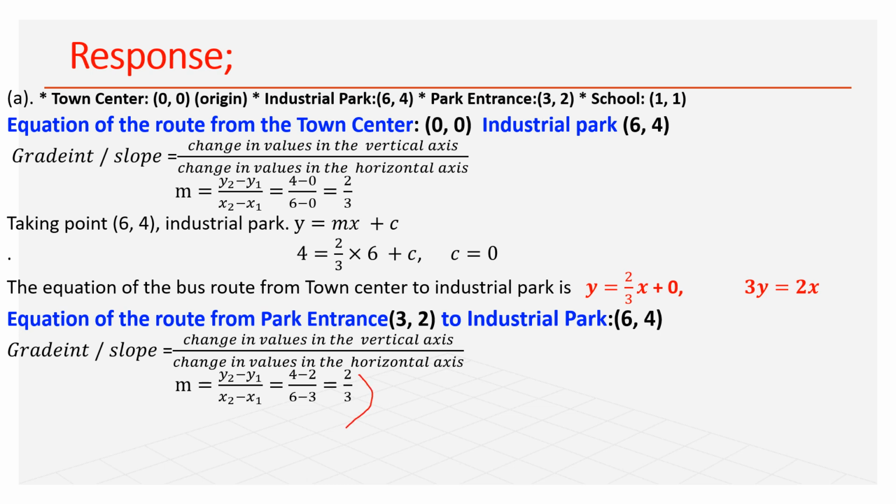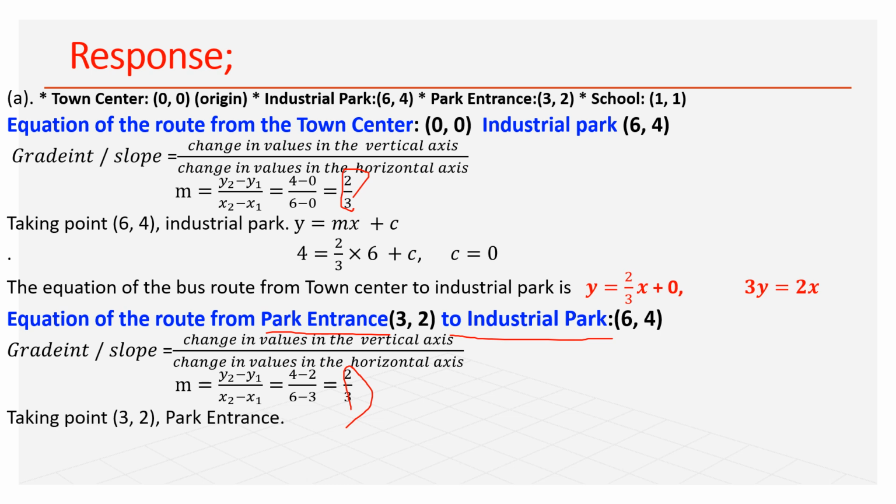Is seeing that the gradient here is the same as the gradient here, from the center to the industrial park. Now before we enter the industrial park, we need to know the entrance, and the entrance must be straight to the industrial park. So let's see the equation of the straight line, if that is the case.